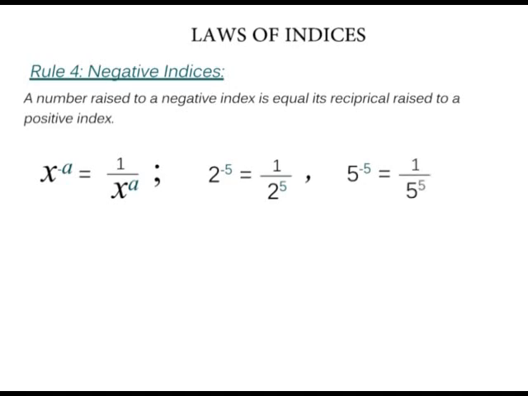And the reverse is also true. That is, 1 over x raised to power negative a is equal to x raised to power a, meaning that 1 over 2 raised to power negative 3 is equal to 2 raised to power 3. And 1 over 4 raised to the power of negative a third is equal to 4 raised to the power of 1/3.